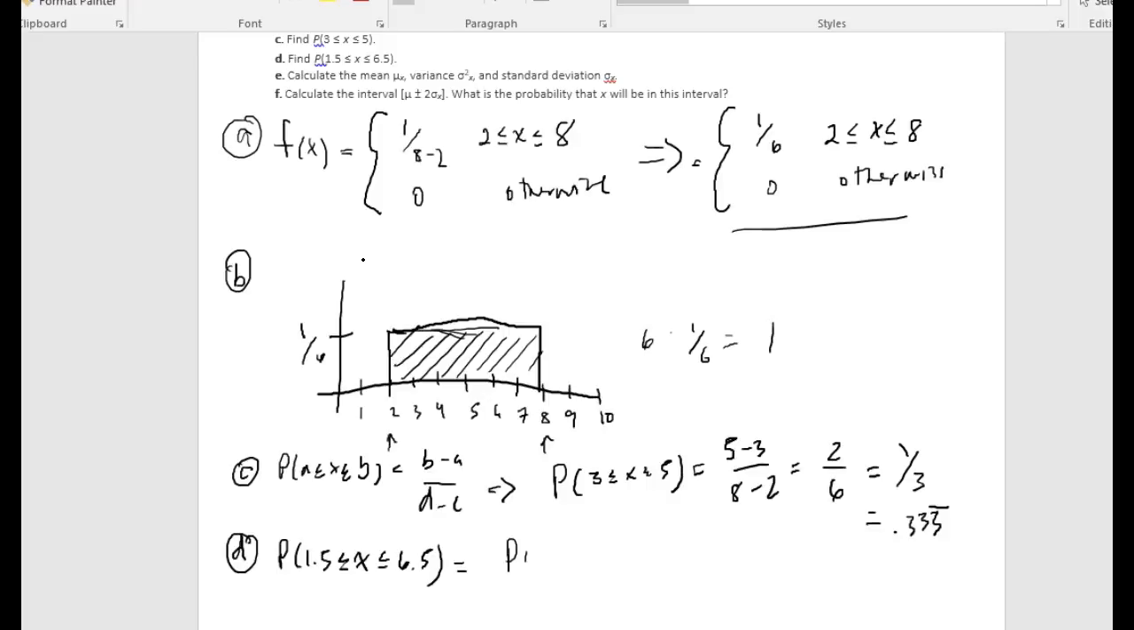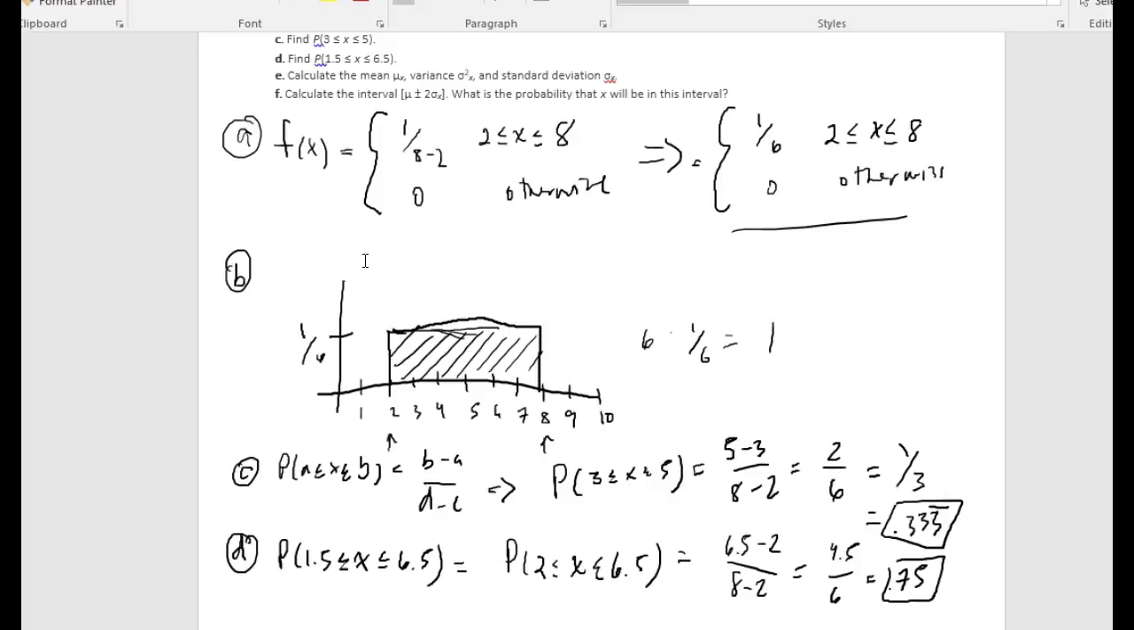Okay, so then this would actually be equal to the probability that 2 is less than x is less than 6.5. We don't do anything for the top because the top is within the range, but because the bottom was out of range, we automatically cap the bottom of what we're looking for at the bottom of where the function is possible. And then we do this the same way. So 6.5 minus 2 all over 8 minus 2. We get 4.5 over 6, which is 0.75. So those are the answers for C and D.